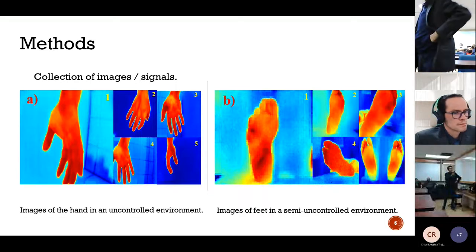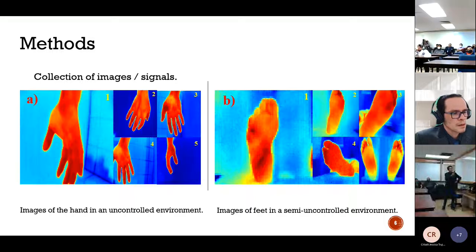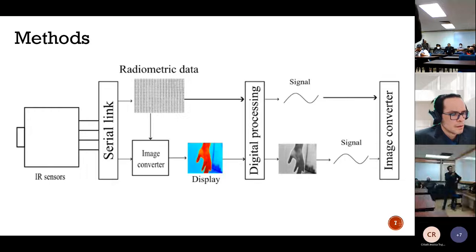Here I present in the next slide our samples, which of course I call image signals because we are treating them as signals, but I present them as images for the audience, for the human eye. So as we can see, we have two types of samples. We took radiometric data of the hand in a controlled environment to know how robust our method is, and in a semi-uncontrolled environment for diabetic patients without a background of diabetic foot, and some of them were also near to prone ulcers on the sole of the foot. This slide is very important.